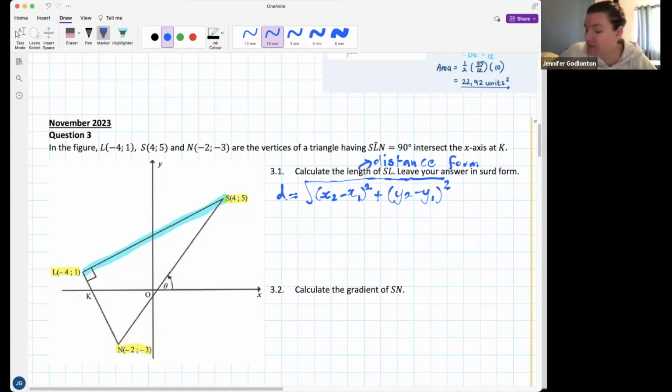So the next important thing that we need to do is make sure that we are substituting these numbers correctly.